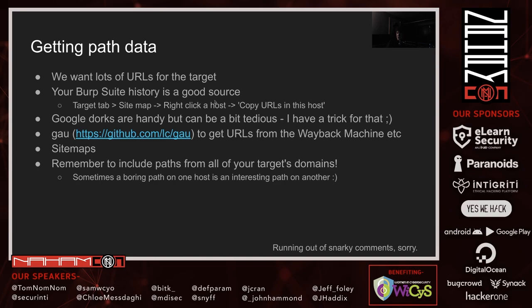Google Dorks are also really handy for this, but they can be a little bit tedious if you're copy and pasting everything. Google generally do not like people scraping their search results, but I have a little trick to make it not automated, but a little bit easier, which I'll show you in a minute. There's tools like GAU, or Get All URLs, which fetch URLs for a particular domain from the Wayback Machine, VirusTotal, and a bunch of other services. I may have also written a tool myself that does this too, but I thought I'd give someone else some credit for a change.